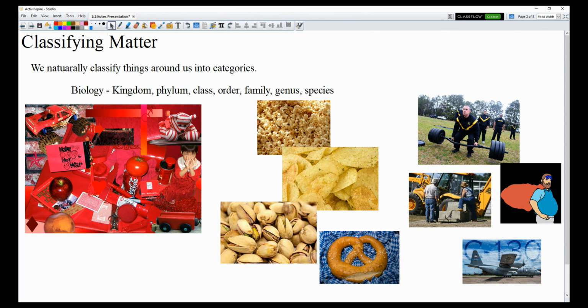This one is just one picture, but it's all classified according to red, the property of color. This one's classified because of the property of salty snacks, so I put all of those together in the center. And all of these are classified because they're heavy, and so they're over here on the right-hand side. So we classify things all the time.